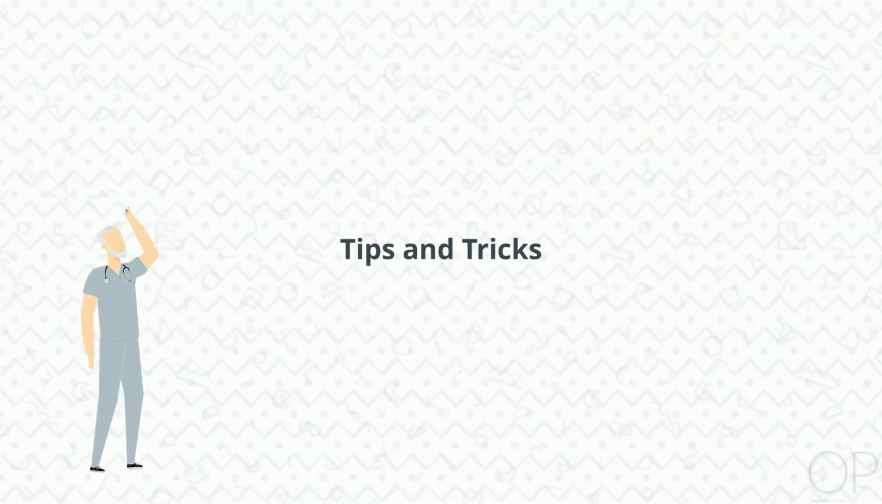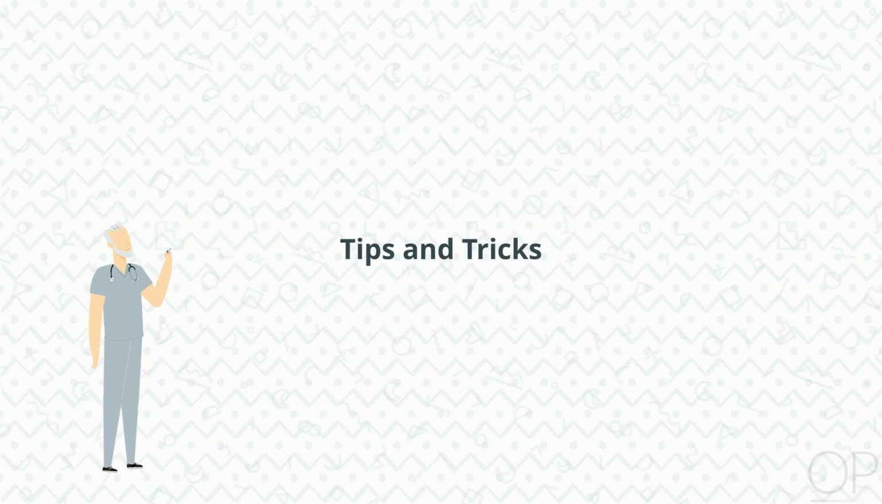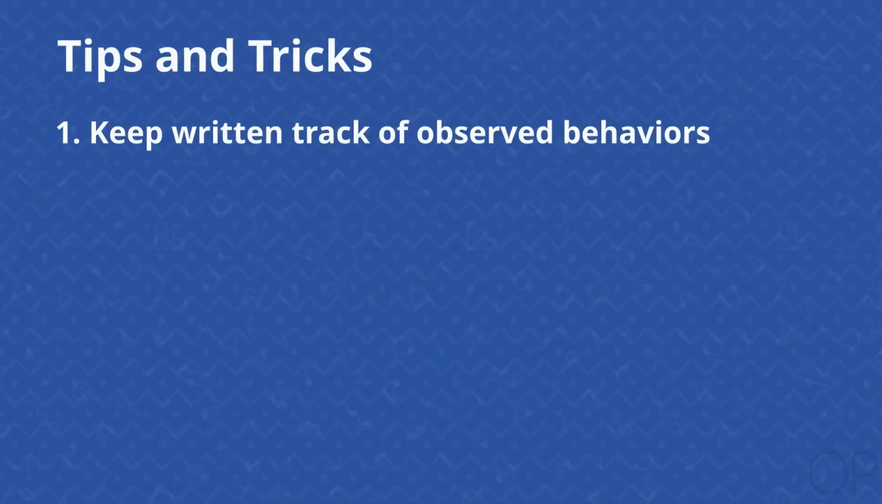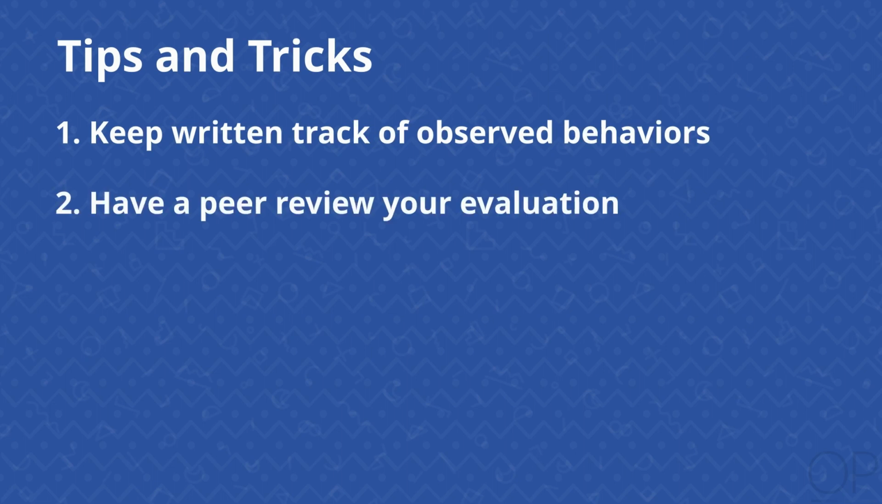Tips and tricks for creating effective and unbiased feedback. 1. Keep written track of observed behaviors. Consider taking a brief written note of one action that was positive and one that could be improved each day. You can think of this as the plus-delta model. 2. Consider having a peer who does not know who the intended learner is read your evaluation and written comments. If they can guess the gender and/or race, there is likely biased language being used.